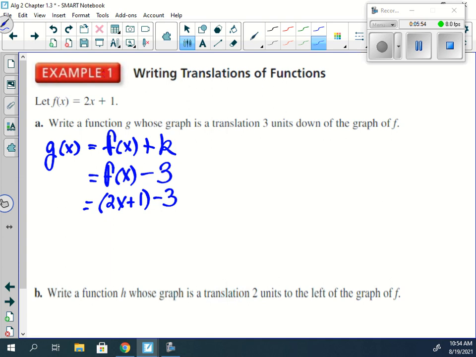Now, is there anything in front of the parentheses that we have for 2x plus 1? Is there a number in front of it, a negative sign, anything like that? No. So we can just drop those parentheses and just have 2x plus 1 minus 3.